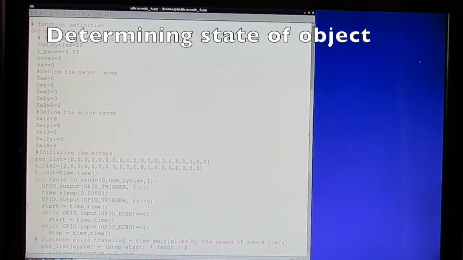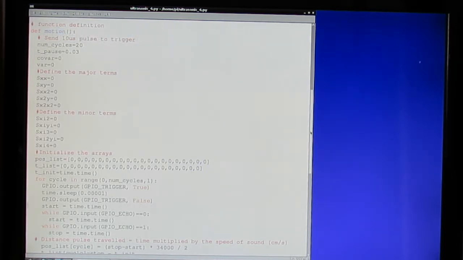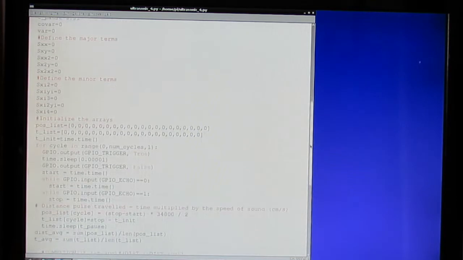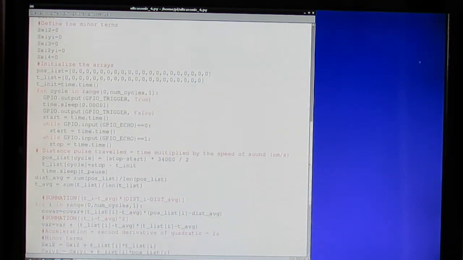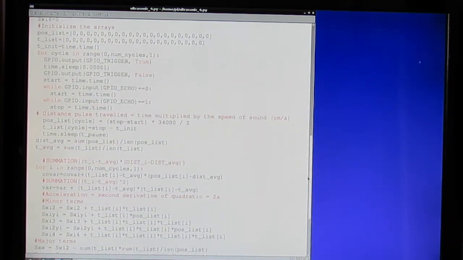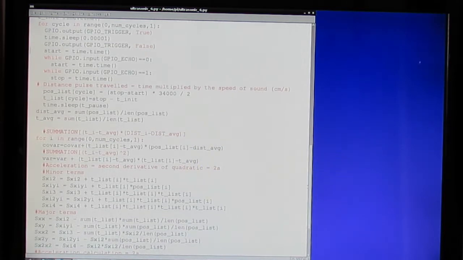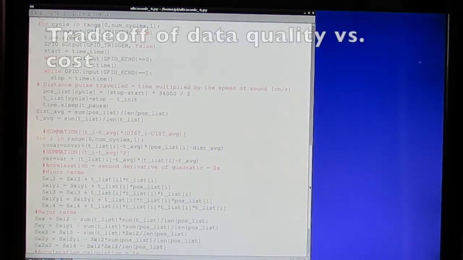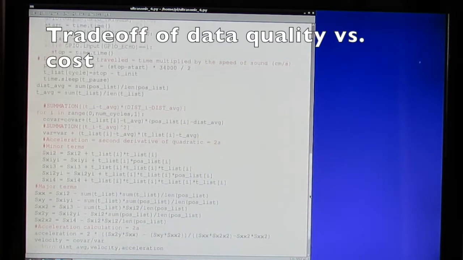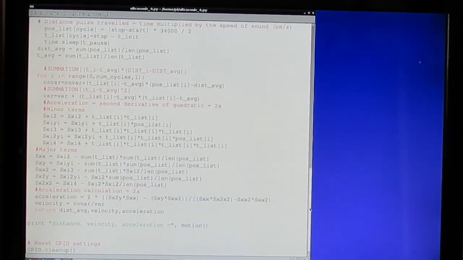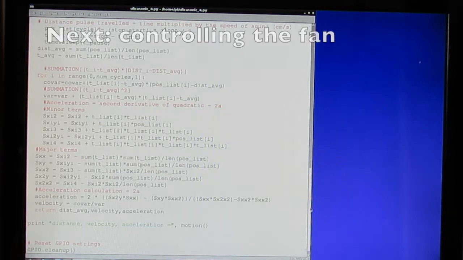Next is estimating position, velocity, and acceleration of the object. Now this was a challenge. The sensor error is about plus or minus an inch, and this error impacts greatly the estimates of velocity and acceleration. Calculating statistics from many readings would decrease the error. The issue is, after all, this is a low-cost sensor, and it overheats if too many measurements are taken too fast. In other words, you have to balance accuracy and reliability. So next, let's take a look at controlling the fan itself.